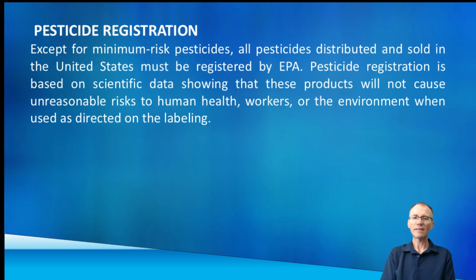Pesticide registration. Except for minimum risk pesticides, all pesticides distributed and sold in the United States must be registered by the EPA. Pesticide registration is based on scientific data showing that these products will not cause unreasonable risk to human health, workers, or the environment when used as directed on the labeling. Make sure you understand this.